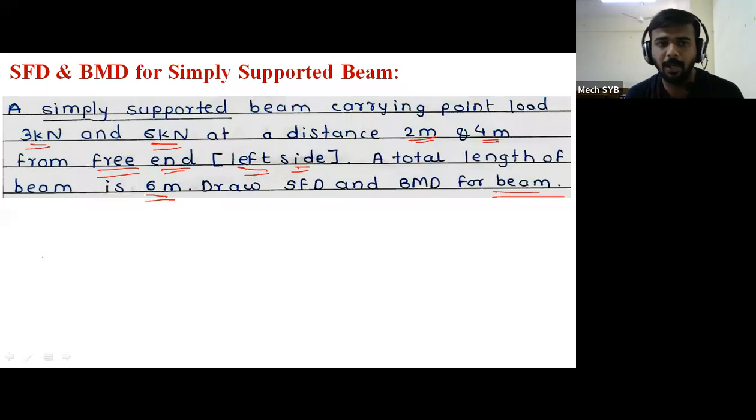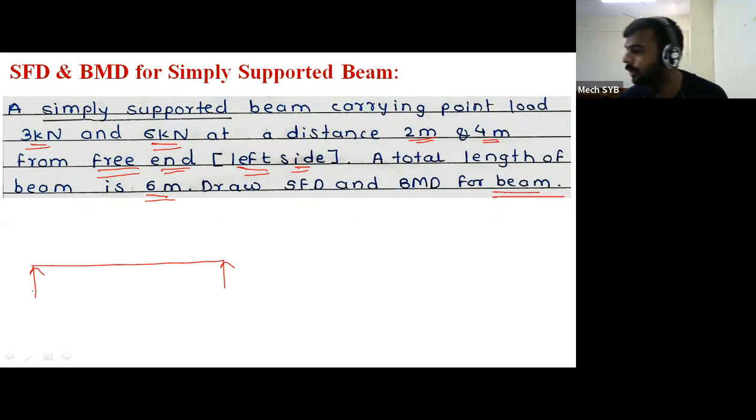So first of all, we have to draw the simply supported beam. Simply supported beam means two supports. One is at the left side, another is at the right side. So this is point A and this is point B. It is subjected to 2 point loads. See, this is one point load. This is another point load.